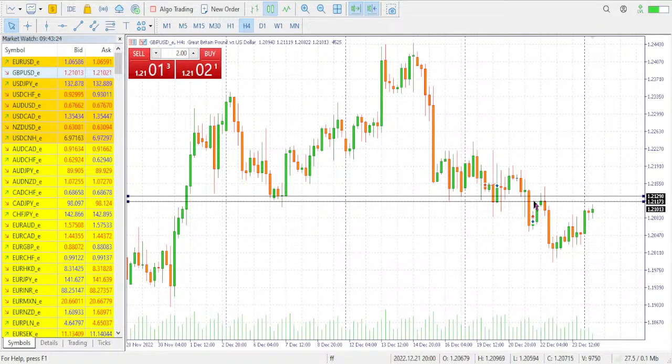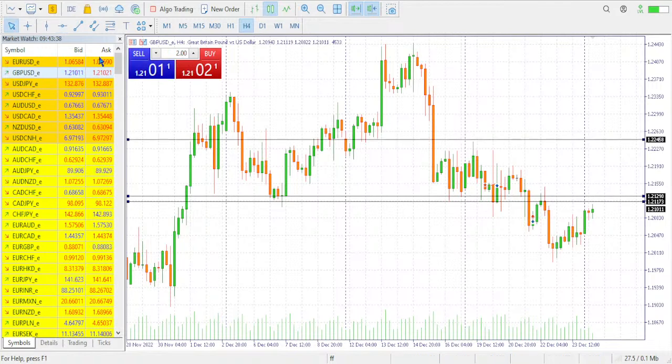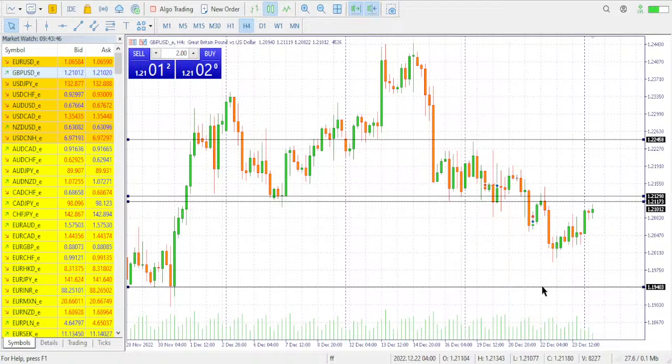So within these two lines is actually the best place to look for a sell from. When the price gets to this point, pick a sell position, have your stop loss above the high of this candle, then have your take profit here. So have your sell limit here, have your stop loss here, and have your take profit at this point here.